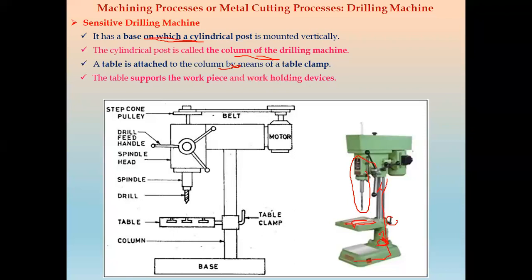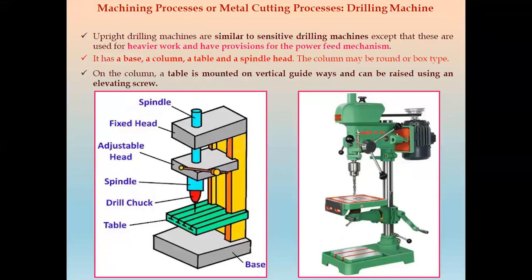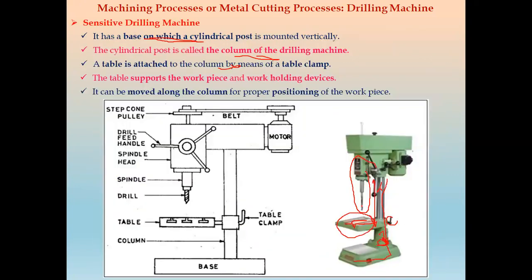Then the table supports the workpiece and also the work holding devices. So it can be moved along the column for proper positioning of the workpiece. So we can say the work table can be moved along this column to have proper positioning of the workpiece. So this is the sensitive drilling machine.